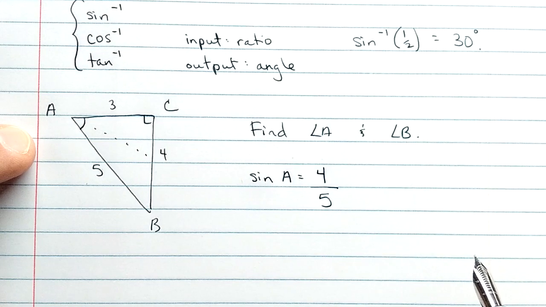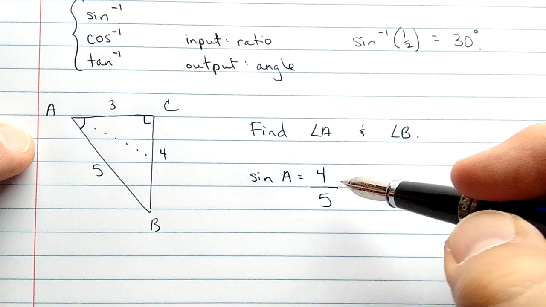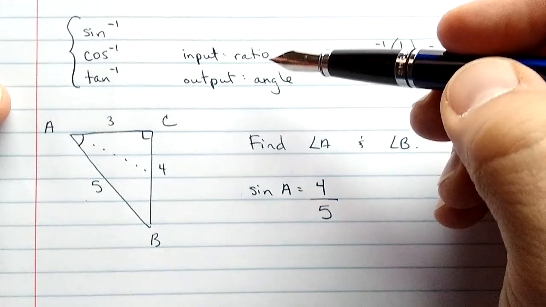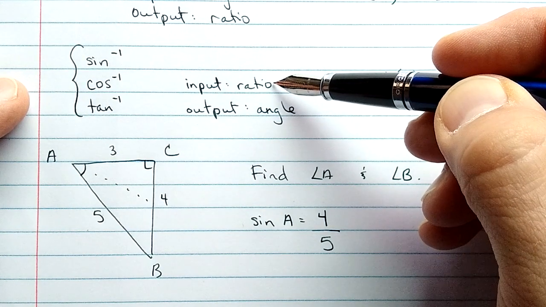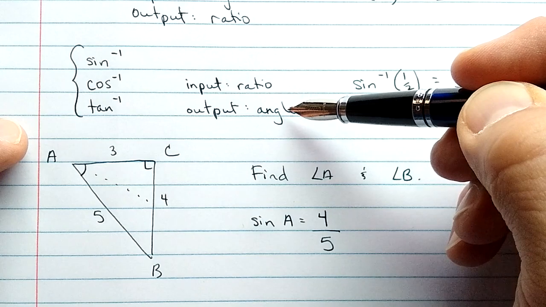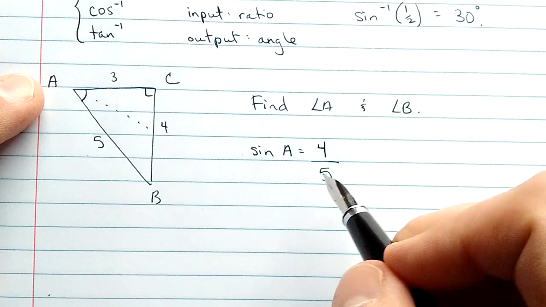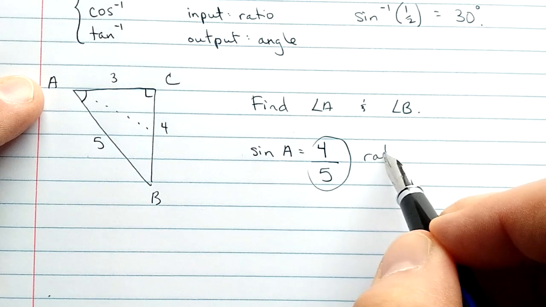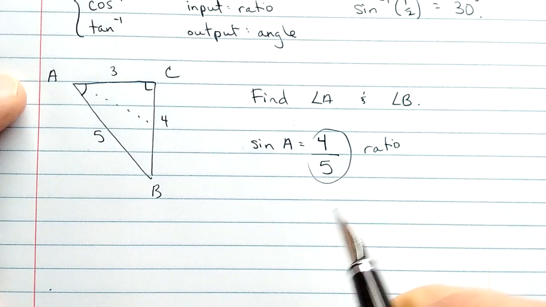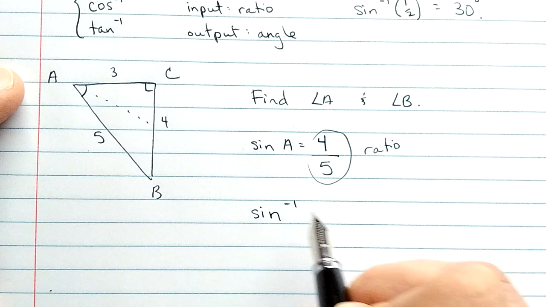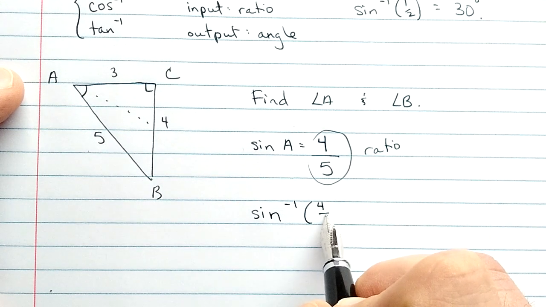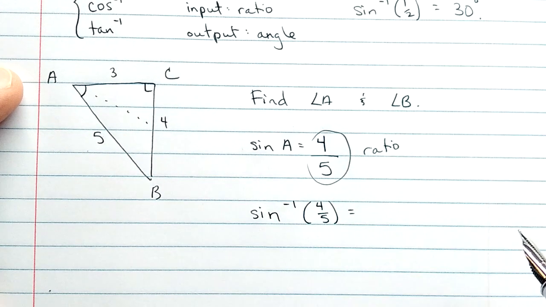So I know the sine ratio, but I don't yet know the angle. So here, this is where the inverse function will be helpful. We can give it the ratio as an input value, and the output value will be an angle. So this is the ratio, and that becomes our new input for this relation. The inverse relation, sine inverse, takes that number, 4/5, and turns it into an angle.